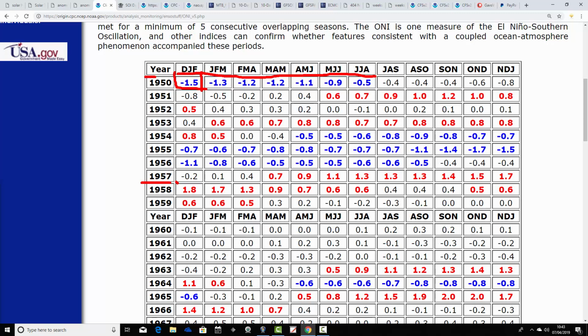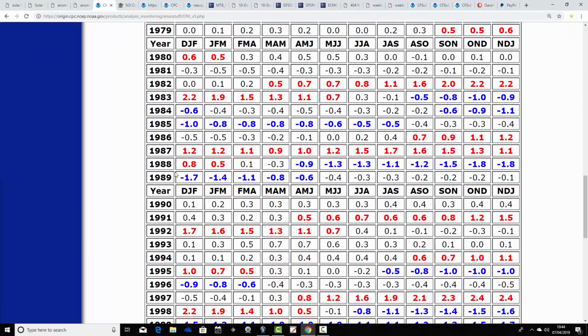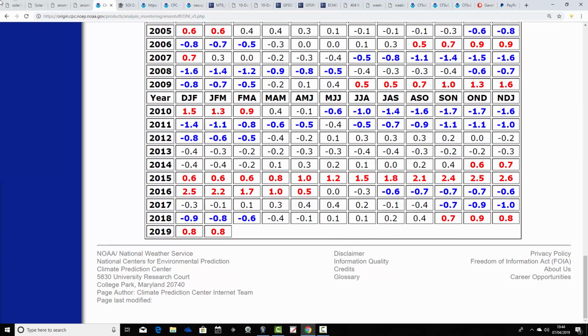The tri-monthly period of December, January, February for 1958 has that red number +1.8. That tells us quite a moderate to almost strong El Nino event taking place for that winter of 1957-1958. Coming down through the decades, we get to our latest year.